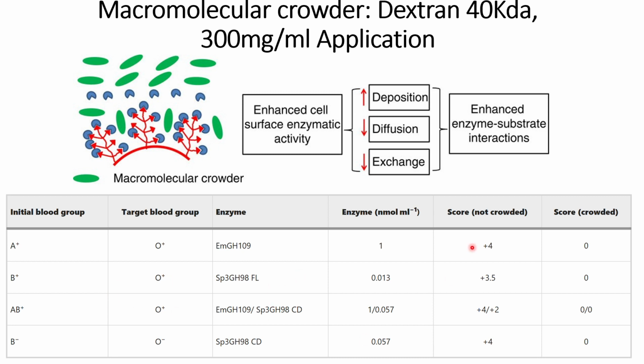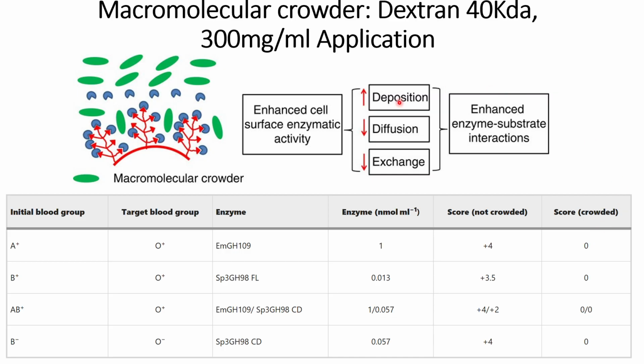So when they do not use any crowder molecules, in 1 hour they are able to see the +4 score for this A positive cells trying to convert into the O positive cells using this EMG H109. But when they use the Dextran crowder, the score is 0. And similar things they did for other blood groups, and they are able to see positive scores when they do not use any crowder after 1 hour. But when they use the Dextran 40 kilodalton, the macromolecular crowder, they can see the 0 result in all the cases.